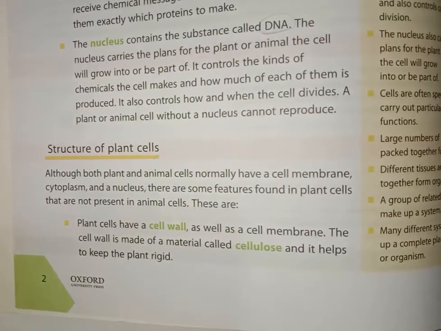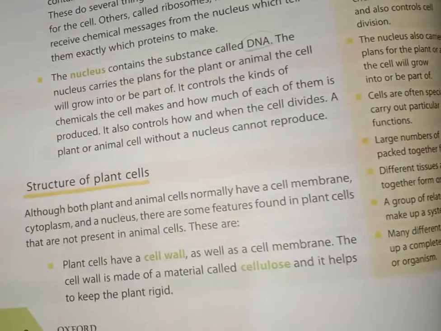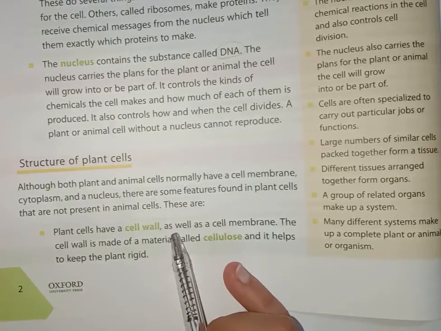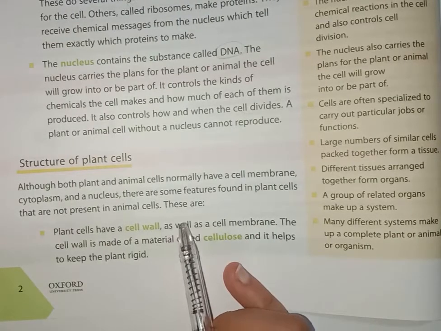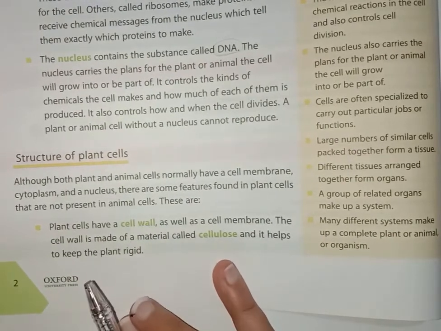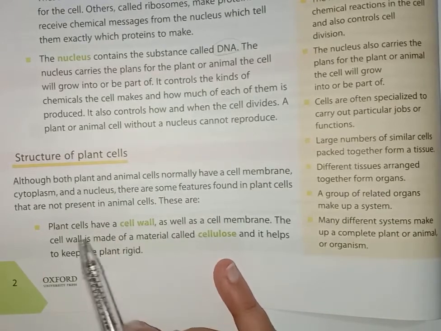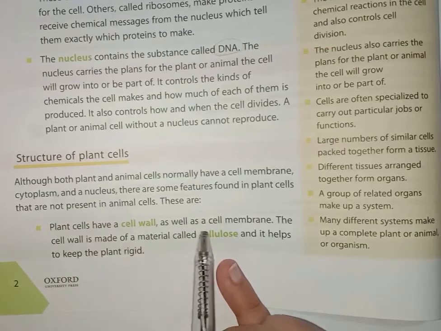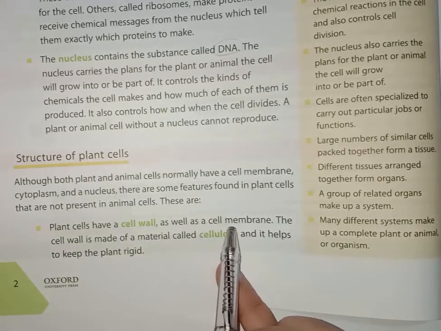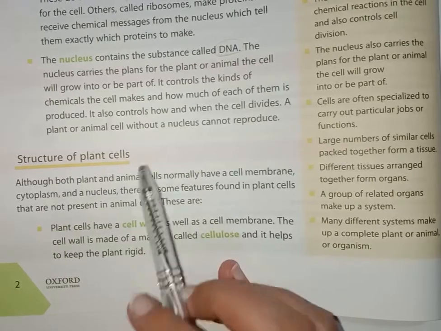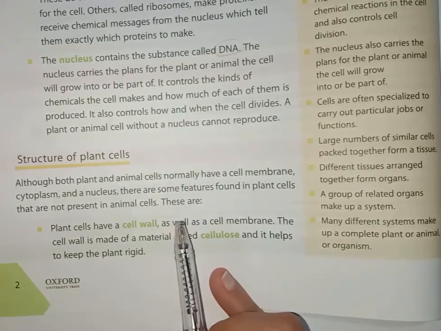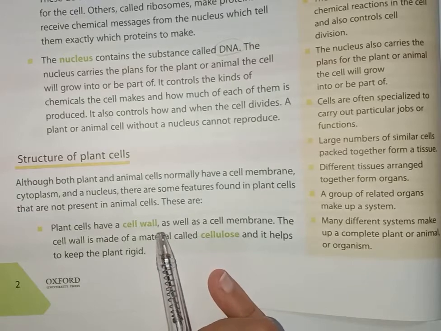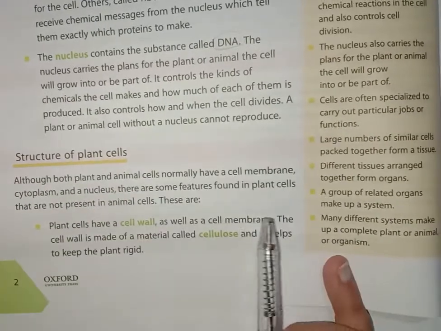Just like that, plants make food with the help of sunlight. Animals don't, they eat food. So now we can see the differences. Plant cells have a cell wall as well as a cell membrane. In human cells we have only a cell membrane which covers the cell, but in plants we have a cell wall and cell membrane.